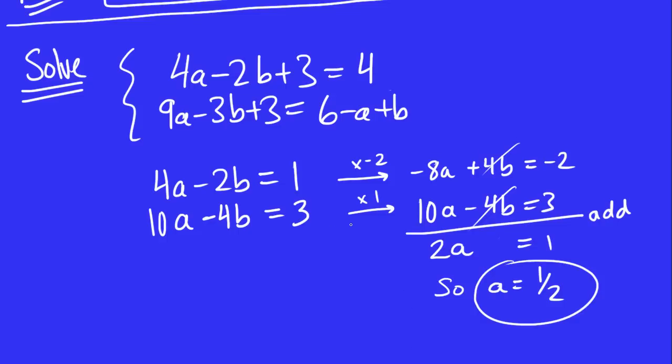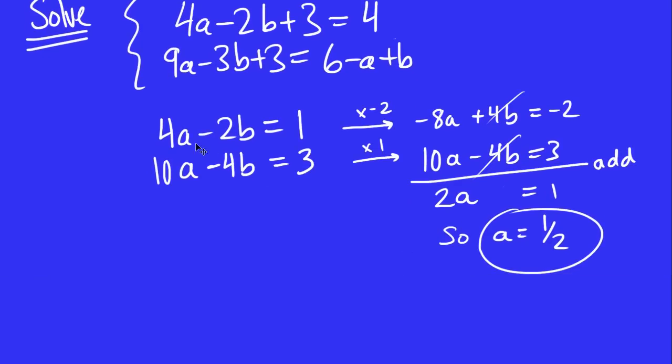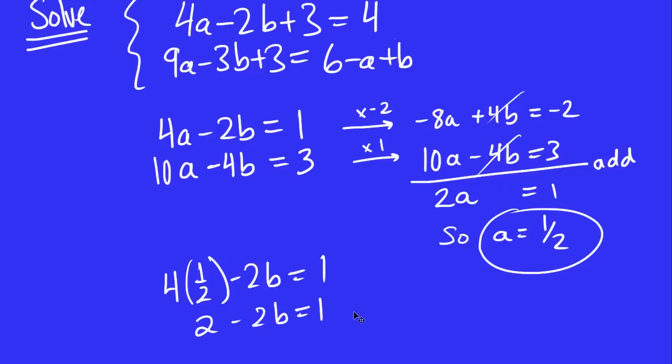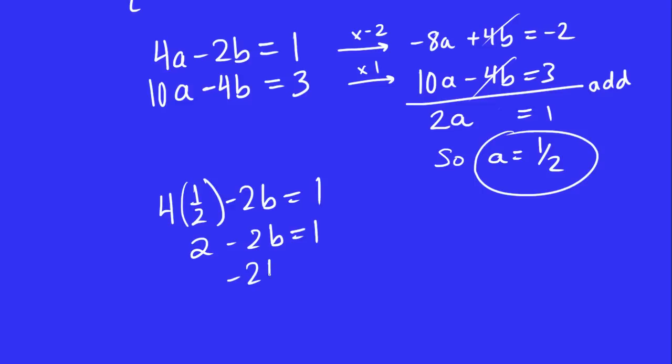All right. How about b? Well, since we know what a is, we can just plug a into one of these formulas and work it out. So why don't I take this first equation, 4a minus 2b equals 1. But instead of writing a, I'm going to write what a really is. A is a half. And this gives me a little algebra equation in b. I can solve that. 4 times a half is 2. I'll leave the minus 2b there. I'll bring the 1 over. I'll bring the 2 over.